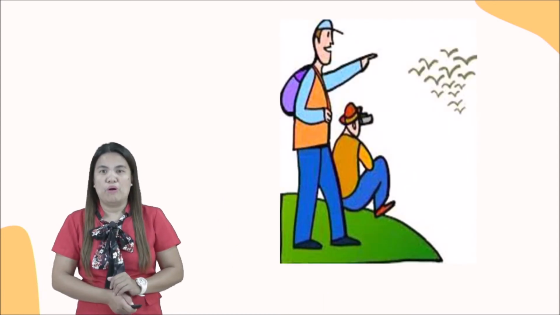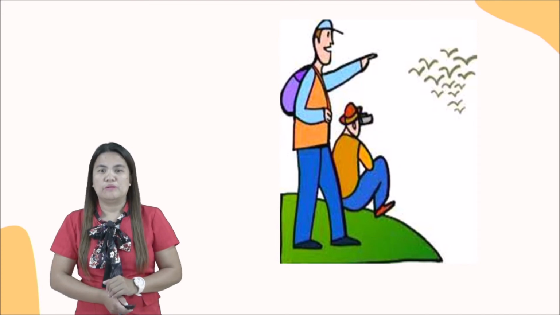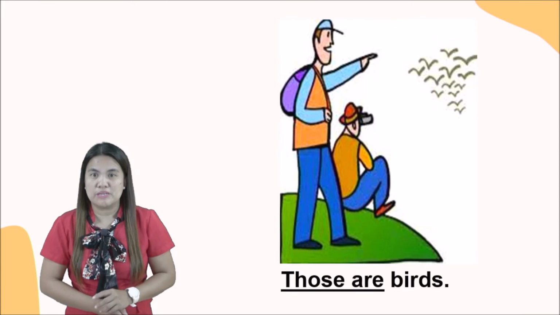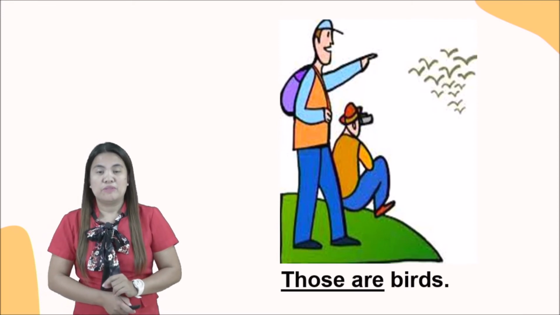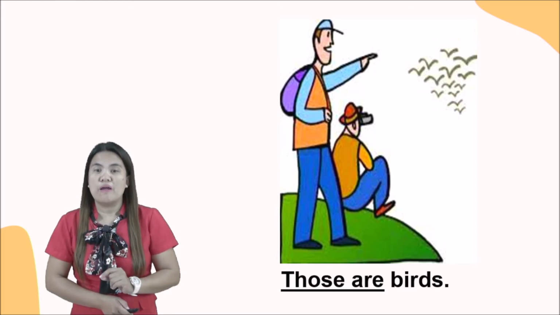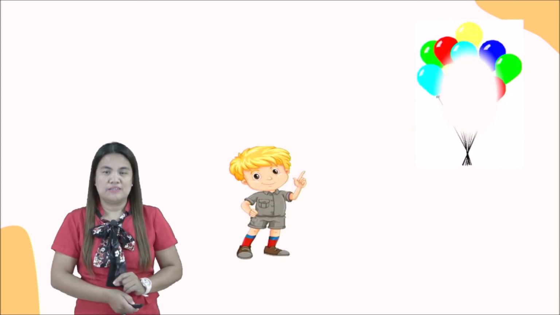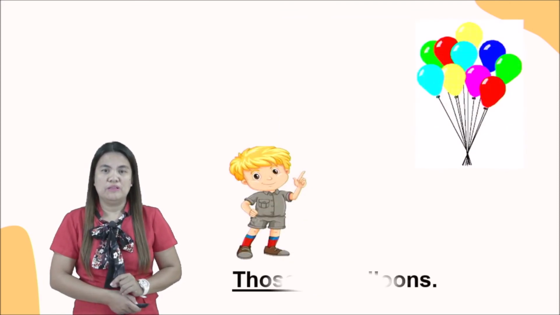Look at this. Another example. Look at the birds. Those are birds. It's too far, right? With the speaker. So we will use those are. So you will say, those are birds. Okay, kids?